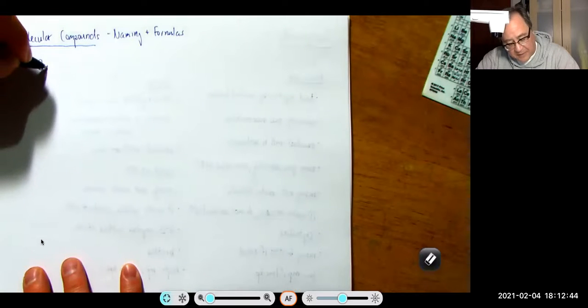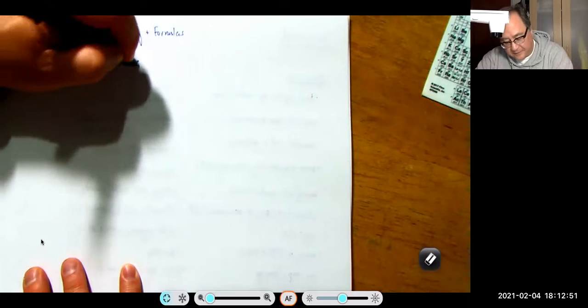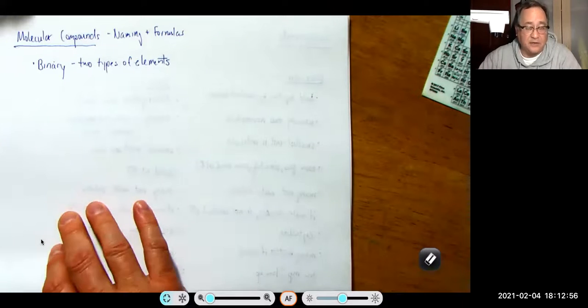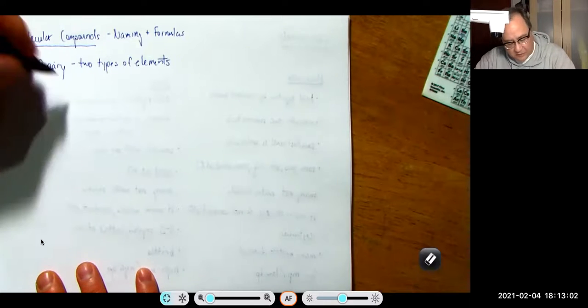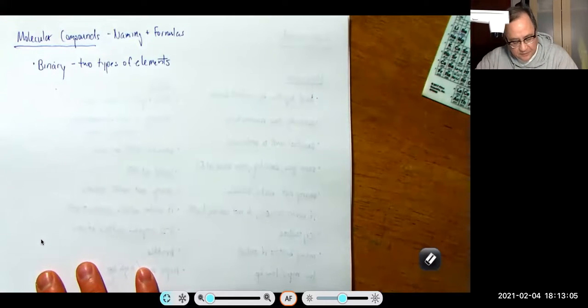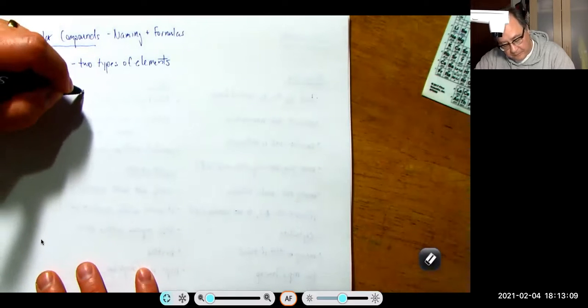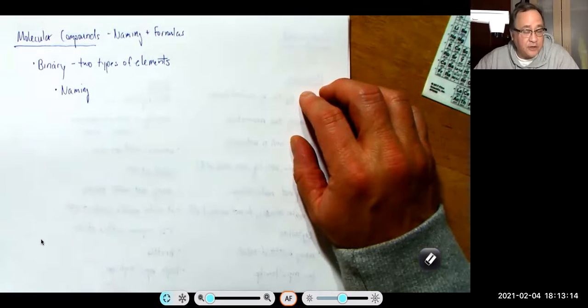So for molecular compounds, we're going to name binary molecular compounds. And that means two types of elements. That doesn't mean there aren't trinary molecular compounds. We're just going to name binary. Okay, so we have the naming. And I'm going to give you some examples, and then we'll look at the rules.